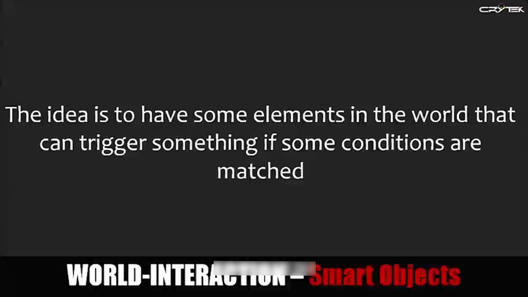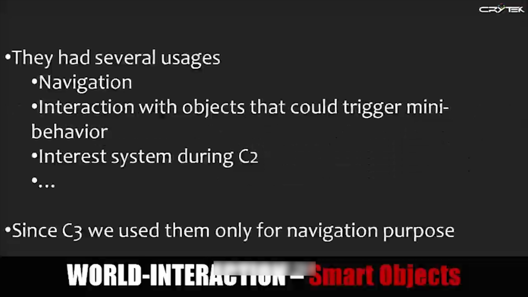The idea is to have some elements in the world that can trigger something if some condition occurs. So the problem is, this is really a general idea of what should happen, and they have had several uses in the past. They were used for navigation, to interact with objects that could trigger mini behaviors, or they could trigger animation, or they were used in the interest system during Crysis 2. They were used for a lot of things, and some stuff was not too good. And this is why at the end, during Crysis 3, we decided to use them only for navigation purposes and to really nail down what they were good at. The things that were creating more problems, we decided not to use, even if some stuff could have been interesting to expand a bit more.